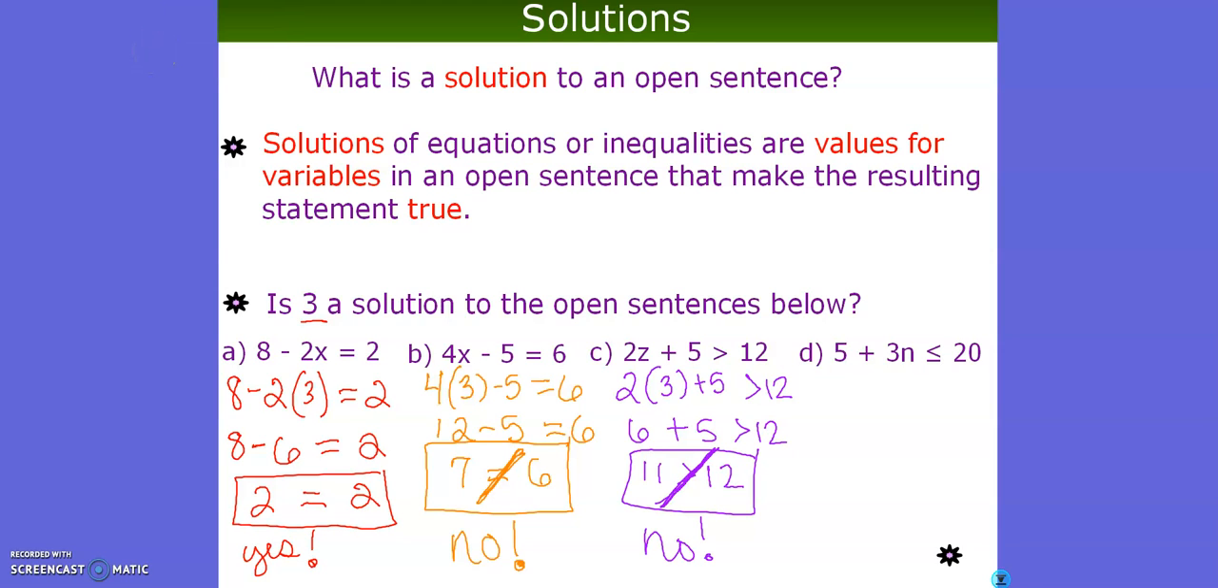It helps when you read that final statement. You might catch something silly when it comes out of your mouth. It sounds silly. All right, let's try the next one. 5 plus 3, plug in 3, should be less than or equal to 20. So we have 5 plus 9 should be less than or equal to 20. 5 plus 9 is 14. Is that less than or equal to 20? Is 14 less than or equal to 20? Yes, it is.